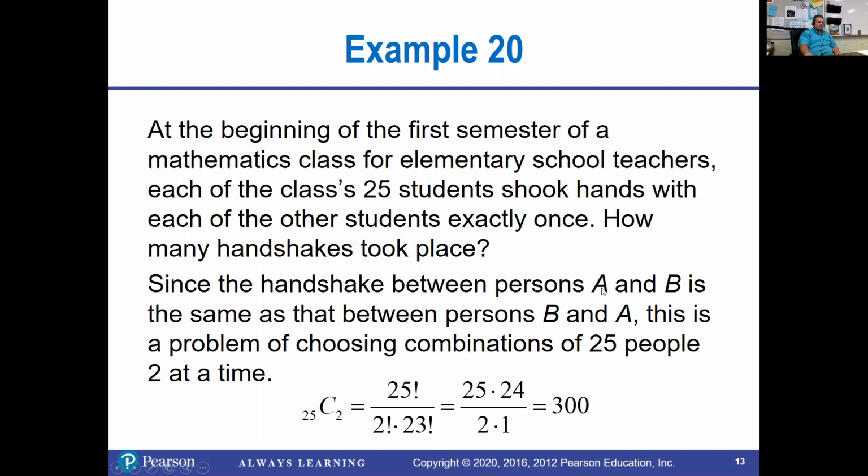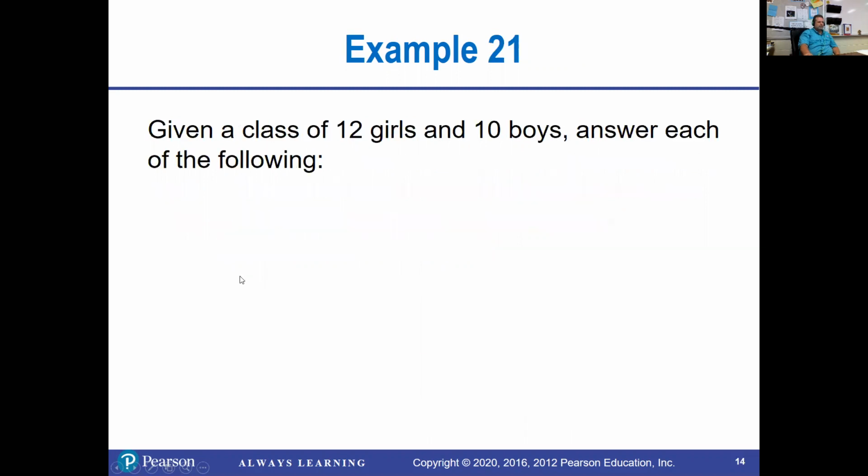Since the handshake between persons A and B is the same as the handshake between persons B and A, like if I shake your hand, you shake my hand, that counts as 1. Okay, this is a problem of choosing combinations of 25 people 2 at a time.